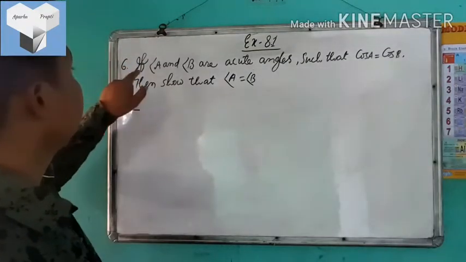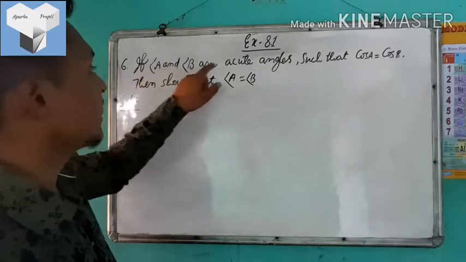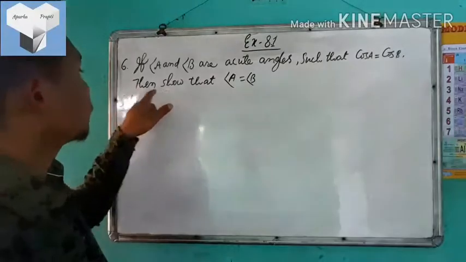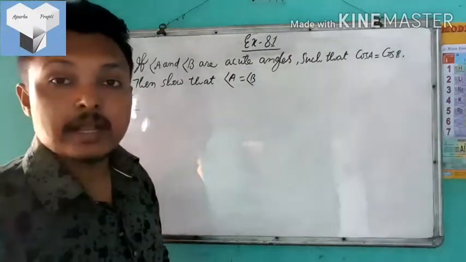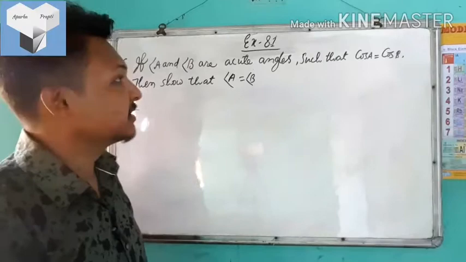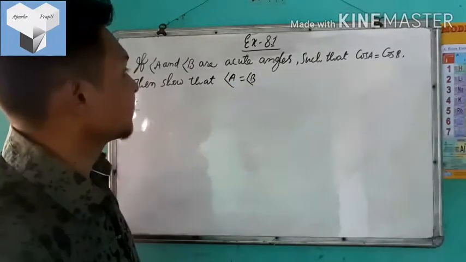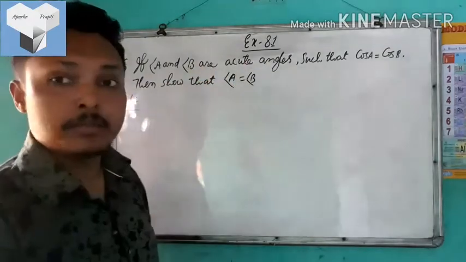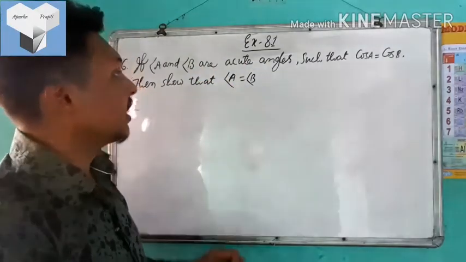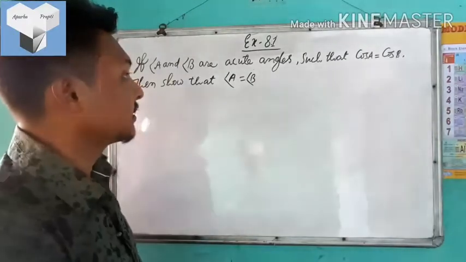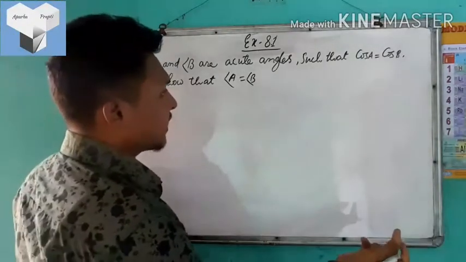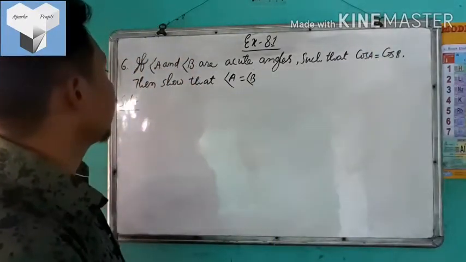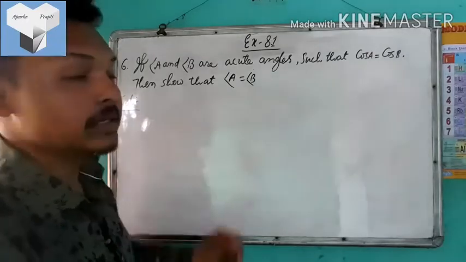The question is: if angle A and angle B are acute angles such that cos A is equal to cos B, then show that angle A is equal to angle B. Amazing. This question is going to be interesting. Okay, listen. Angle A and B are two acute angles. Acute means the angles whose measure is less than 90 degrees are called acute angles. And in that triangle, the cos ratio of angle A is equal to the cos ratio of angle B. Using this data, we need to prove that angle A is equal to angle B.